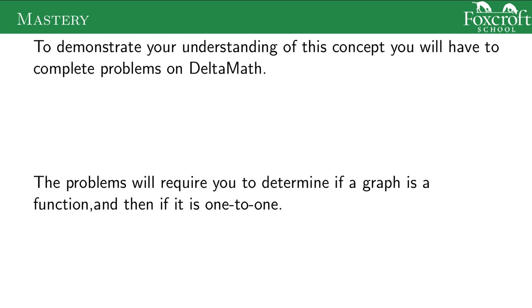So for this concept, you're going to do problems on Delta Math. They're going to give you a graph, and you have to do 2 steps. First of all, you have to determine if it's a function. So you're going to do the vertical line test, and then you're going to determine if it's a one-to-one function. Do the horizontal line test. So you're just doing the 2 different line tests to determine if it's a function and if it has an inverse.